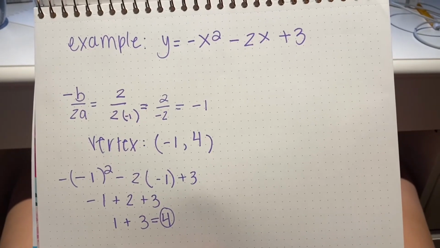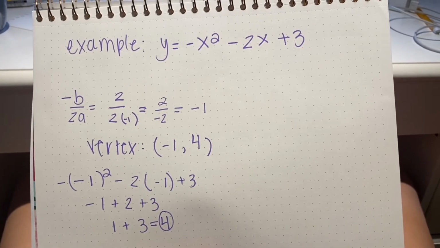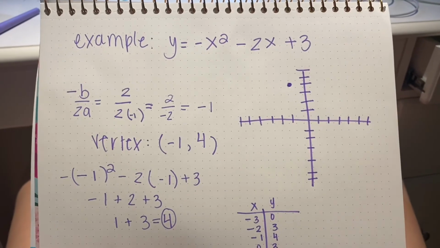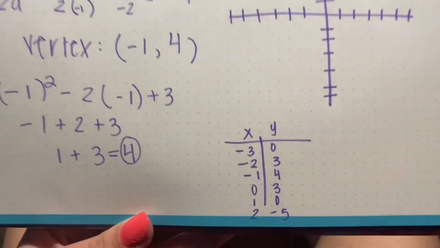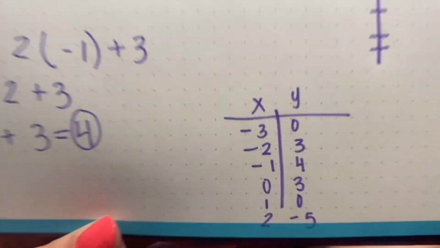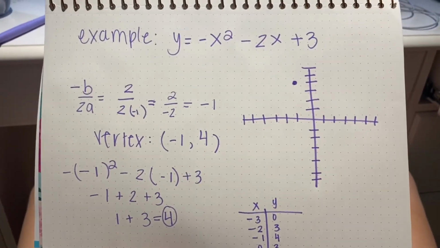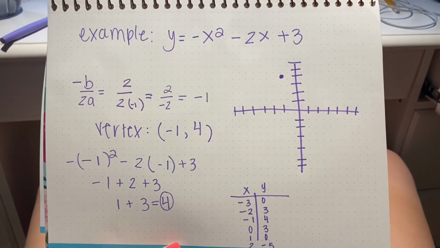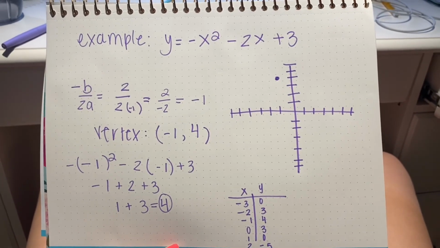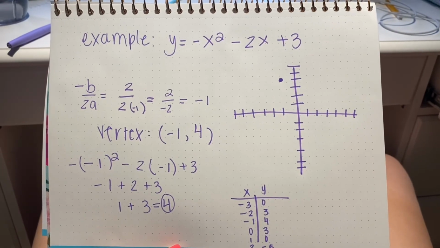You are then going to want to draw a graph and graph your vertex. Once you have your vertex graphed, like I do up here on the right, you are then going to want to make a chart similar to this one like I have on the bottom. This is a list of possible x values and their y values when you plug them into the equation. You're then going to pick some of those points and graph them to begin to draw your parabola.